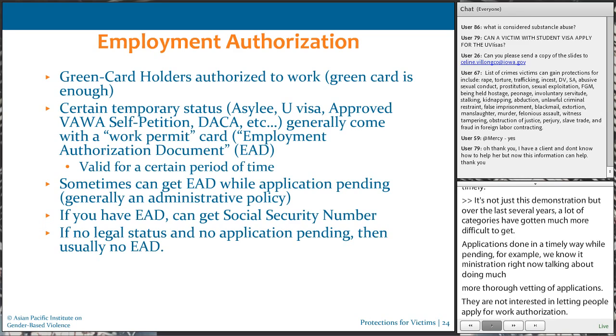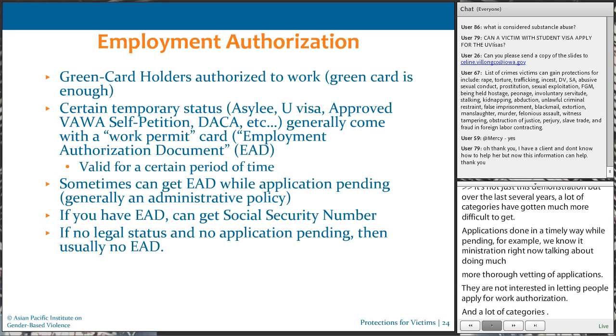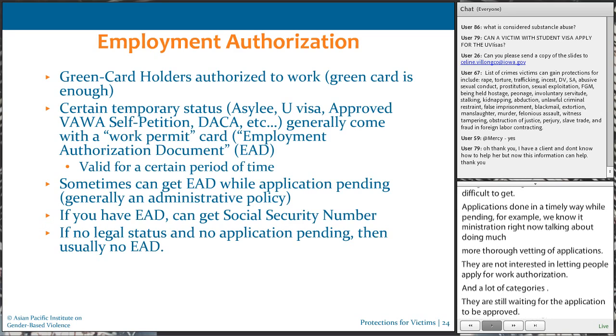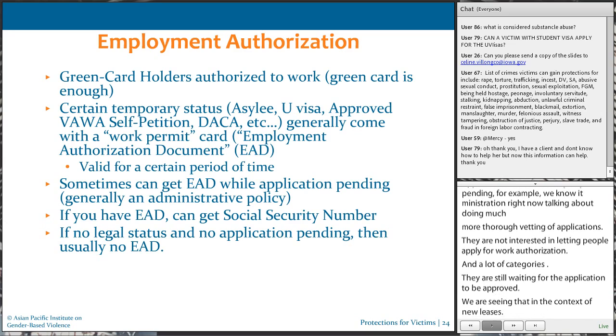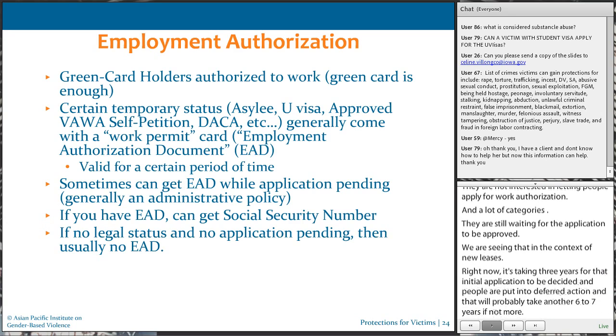And so we are seeing that in the context of U visa cases. For crime victim cases, right now it's taking 3 years for that initial application to be decided even, and then people are put into what's called deferred action, and that will probably take another 6 to 7 years at least, if not more, depending on the number of visas available. And so right now what we're looking at is people waiting 3 years to even get their first work authorization.